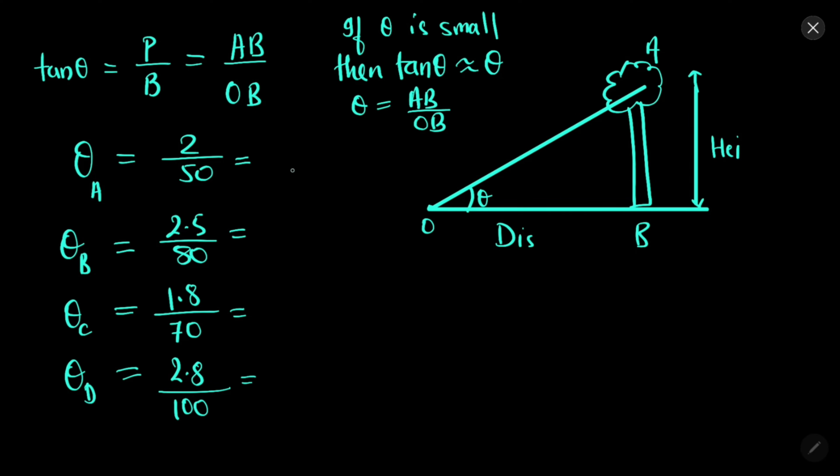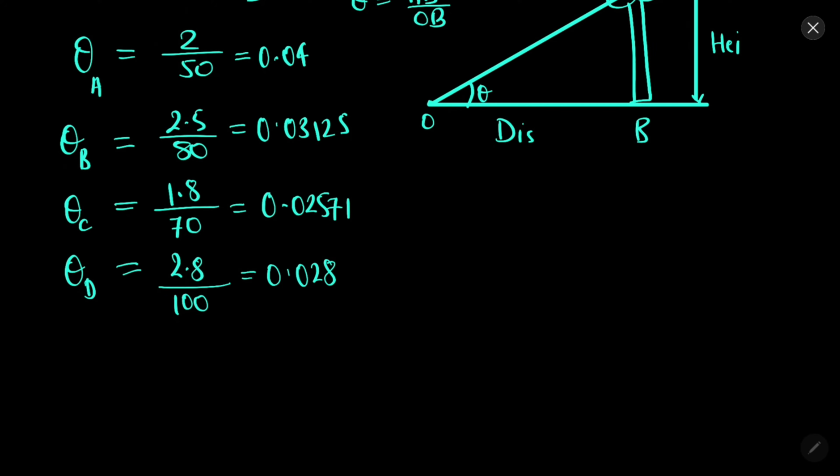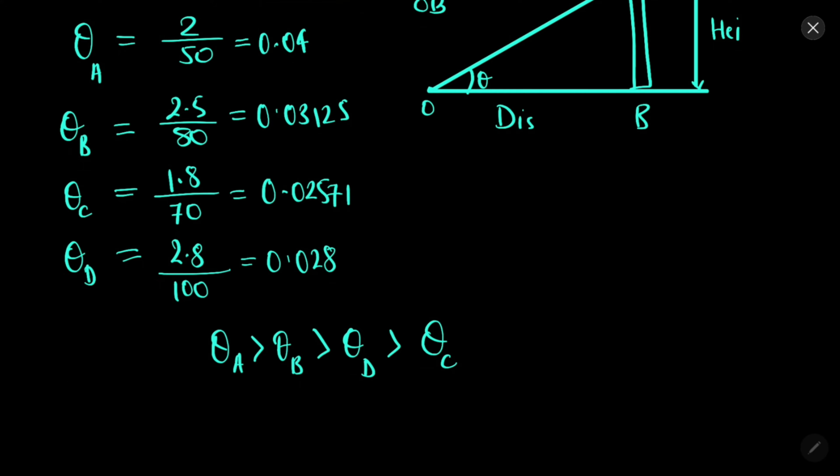So after solving all this, the values of the angles are: first 0.04, 0.03125, 0.02571, 0.028. So it is quite clear here that theta A is greater than theta B, which is greater than theta D, which is greater than theta C. Actually it is theta D here and theta C here. So this is the sequence of the angle. So more the angle, more is the size.